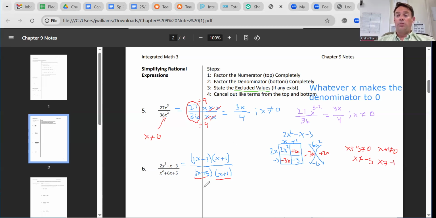All right, so now we have the x plus 1s coming back here. They cancel out. So again, we look to cancel factors. Once it's factored, we cancel our factors, and then we get our final answer. When those x plus 1s have canceled out, we're left with 2x minus 3 on top, and the x plus 5 is still on the bottom.